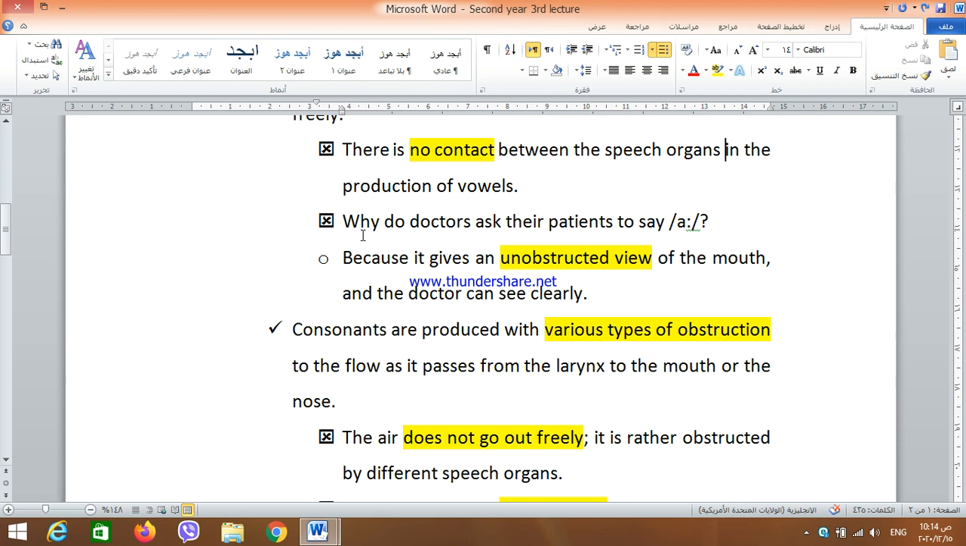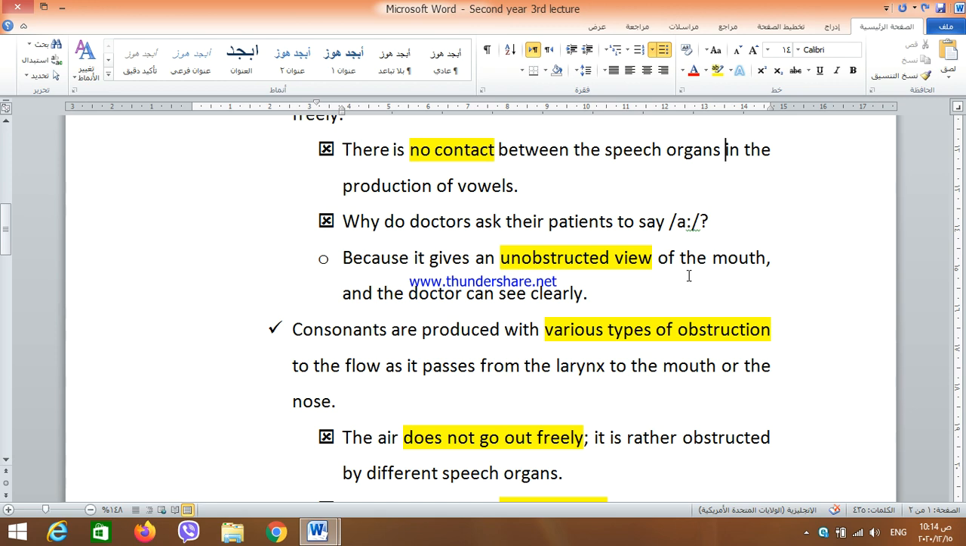Because in the pronunciation of ah, the mouth is wide open, and the organs of speech are not interfering with the airstream, are not contacting each other. That's why the way is open and clear. The way is open and clear, and the doctor can have an unobstructed view of the mouth, which means that the doctor can see very clearly.